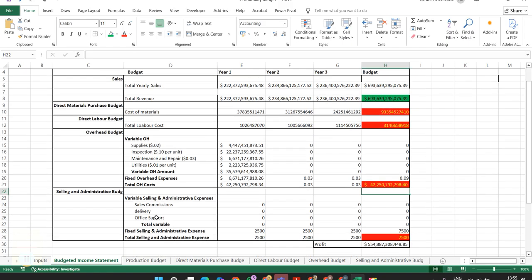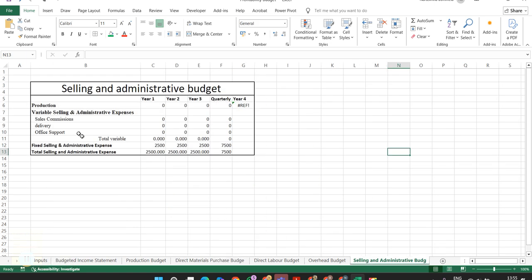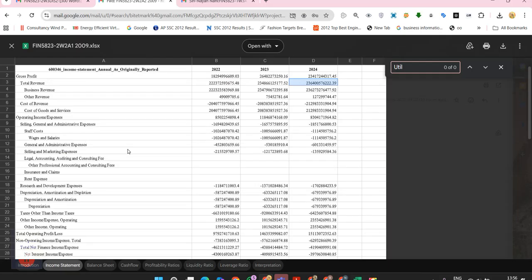Now, for the selling and administrative costs, what costs are we having? So let's do it here. It's better. So variable selling and administrative expenses and fixed selling and administrative expenses. We have these many values. Selling and administrative, general selling and administrative. So this is supplementary values, I guess. So now selling and marketing expenses. We have a lot of expenses. These all come under maybe this value, selling and general administrative expenses.